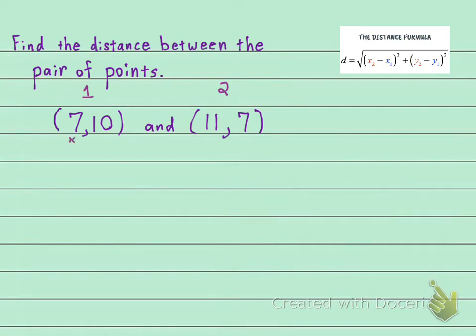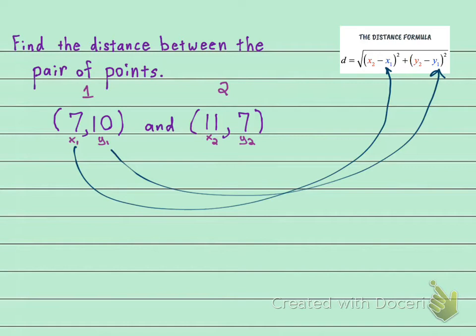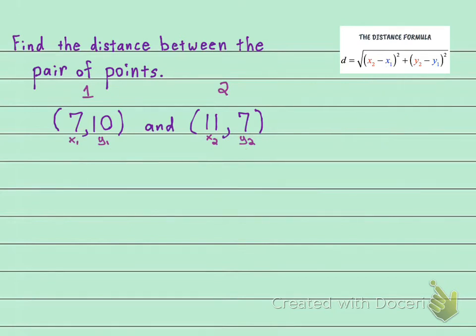So same thing with our ordered pairs. This is called x sub 1 and y sub 1 for point 1. And this is x sub 2 and y sub 2. And all I have to do in order to find the distance is take these numbers and plug them into the distance formula. So x sub 1 will go right there, and y sub 1 will go right there, and x sub 2 will go there, and y sub 2 will go there. So let's go ahead and write down the distance formula.